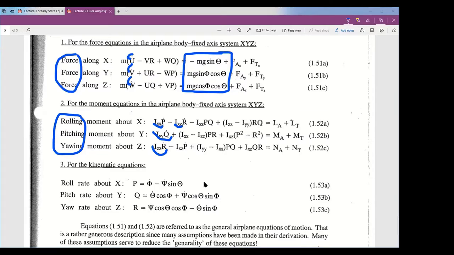And then these equations are the ones that we did last time, and you're actually finishing up for homework. It's the relationship between P, Q, and R, and psi dot, theta dot, and phi dot. So those are called the kinematic equations.